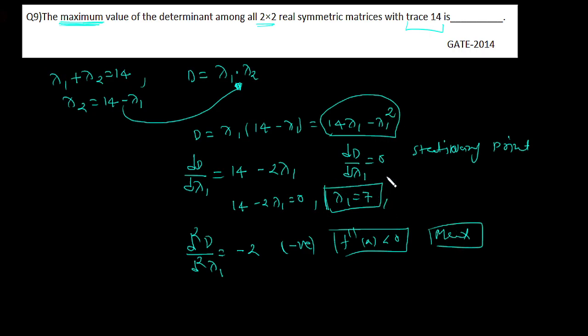So here we can find the value of the maximum determinant. We can also find the corresponding value of lambda 2, because we are given that the sum is 14. So you can conclude that lambda 2 is also 7. And now you can find the maximum determinant of this matrix that could be possible with trace 14, which is nothing but 7 multiplied with 7, which is 49. So the maximum determinant of all the 2 cross 2 real symmetric matrices with trace equal to 14 is 49. Okay, so that's it.